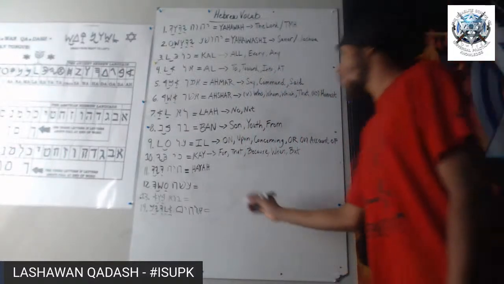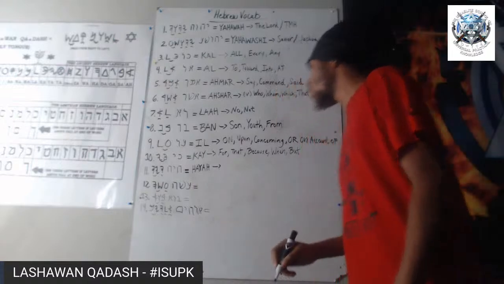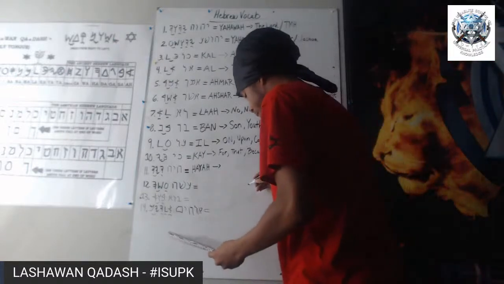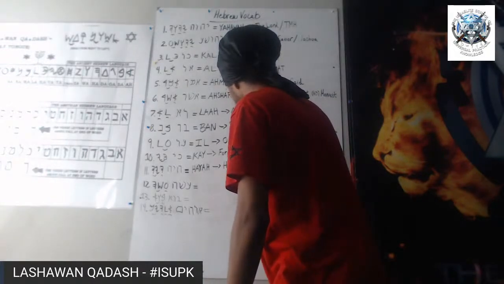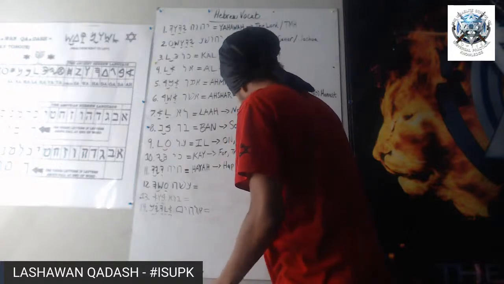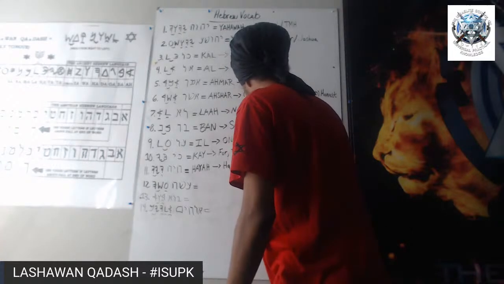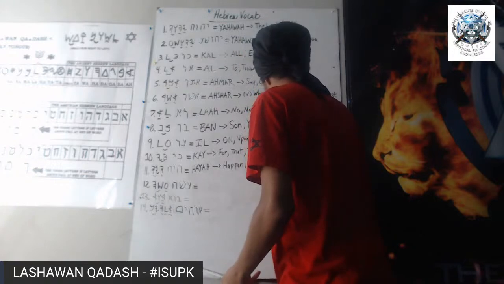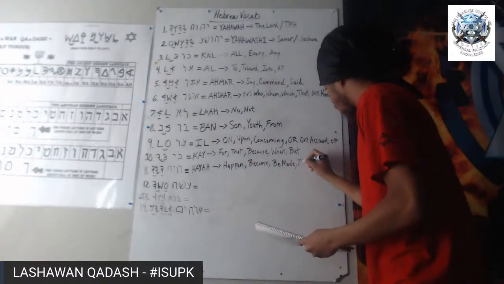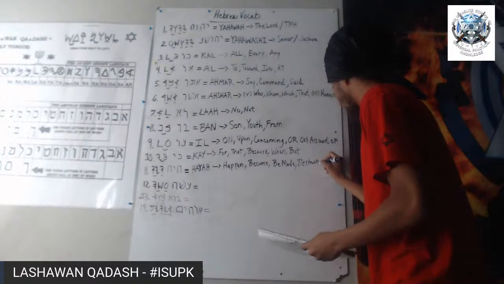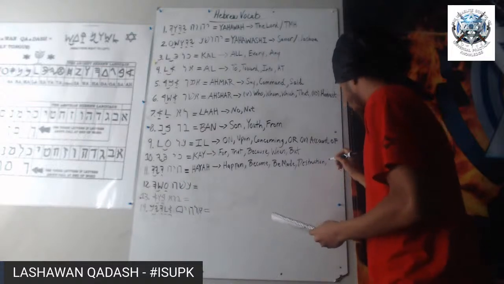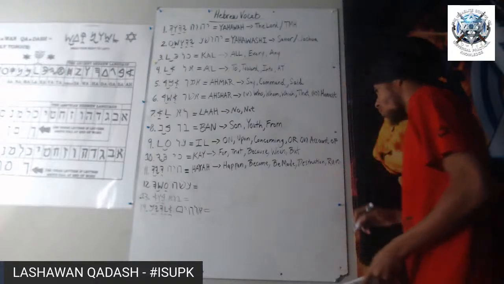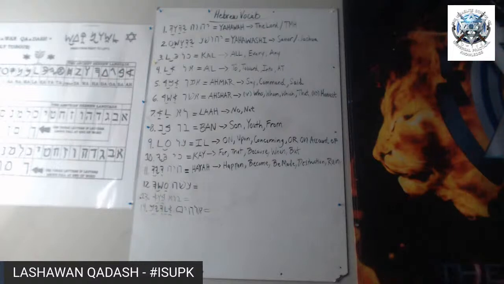How would you pronounce that? Haya. Yep, haya is how you pronounce it. And what it means is happen, become, be made. I'll let you see it for yourself and understand it out loud. Destruction. And ruin. You know what ruin means? Like when you ruin something. Yeah, destroy. Become, so happen, become, be made, destruction, ruin.